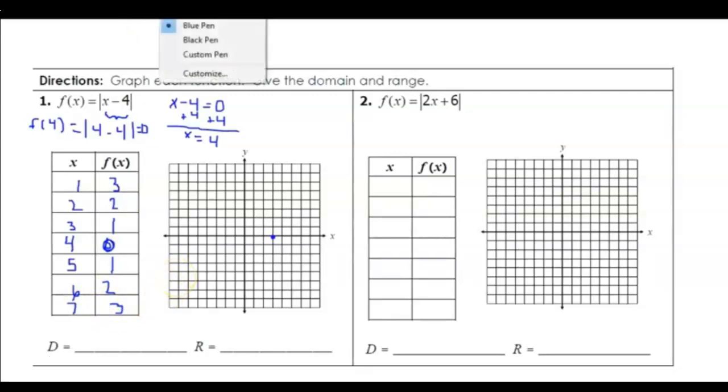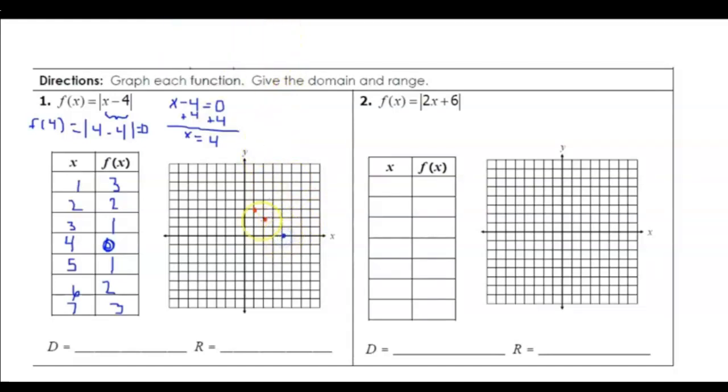Right, now I'm going to plot each one of my points. I'll go ahead and change the pen, but I know at 1, I'm at 3. At 2, I am at 2. And at 3, and forgive Miss Bennett, I've got to move my vertex over. Guys, bear with me, my eyes are not as good. So my vertex is not at (4, 0). There we go, now it's at (4, 0).